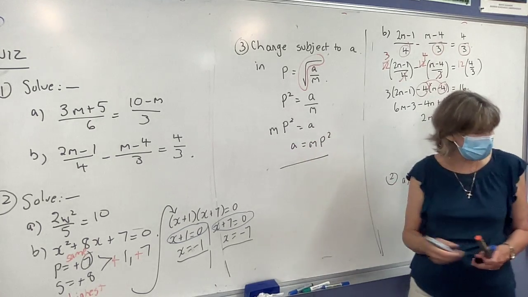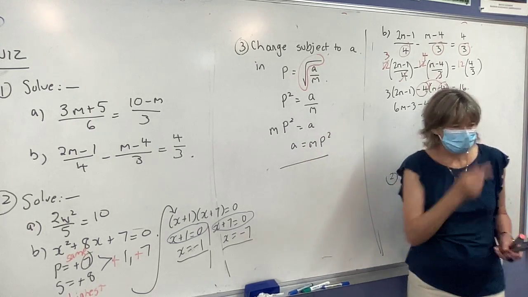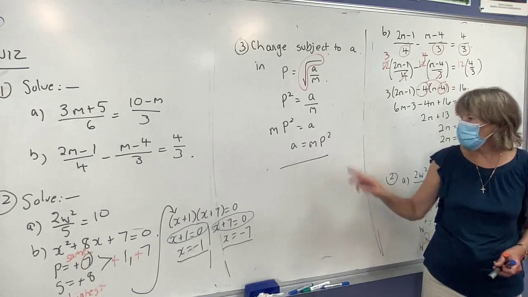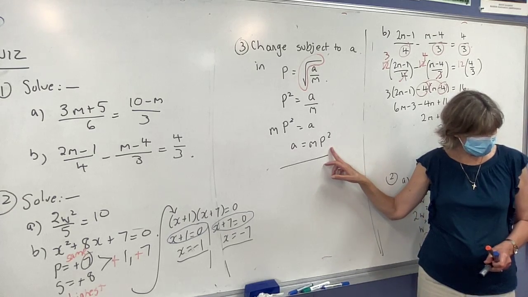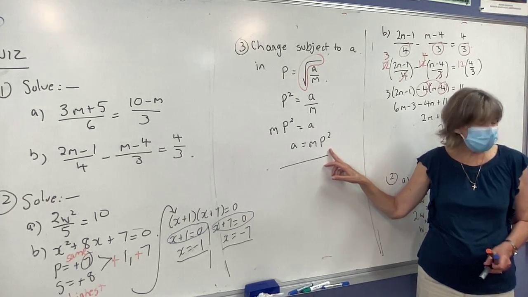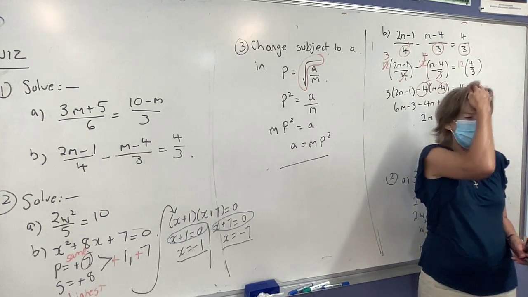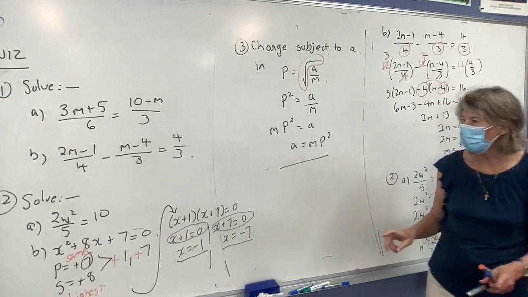Anyone got any questions? Yep. Doesn't matter what order you have p squared and m, as long as you've got p being squared. So p squared m is fine. As long as the squared is with the p, then you're fine.